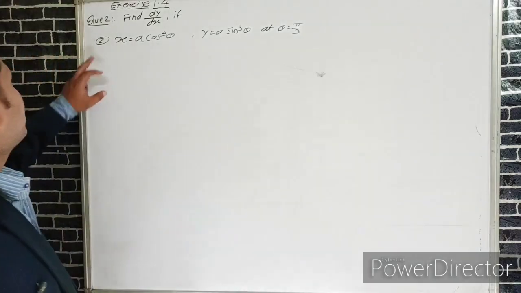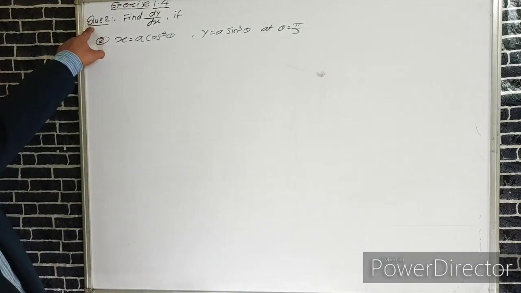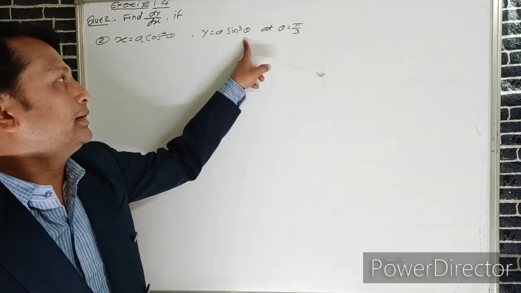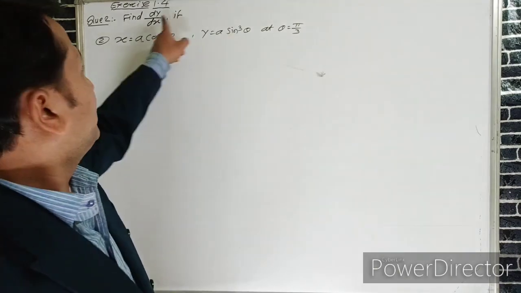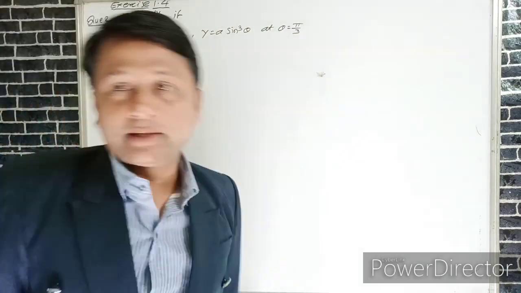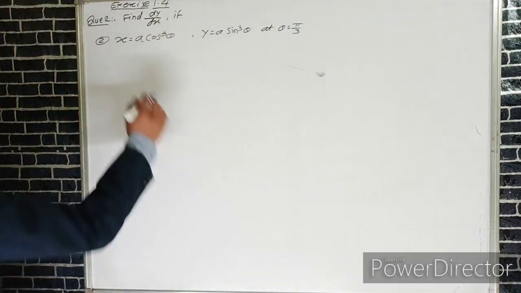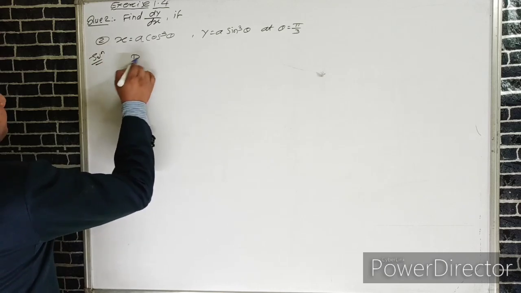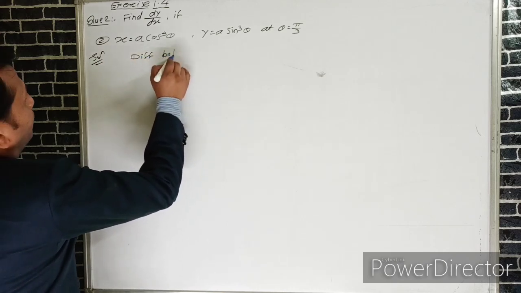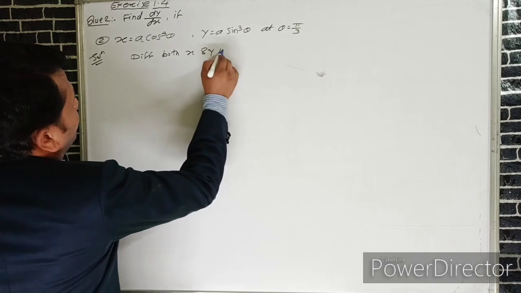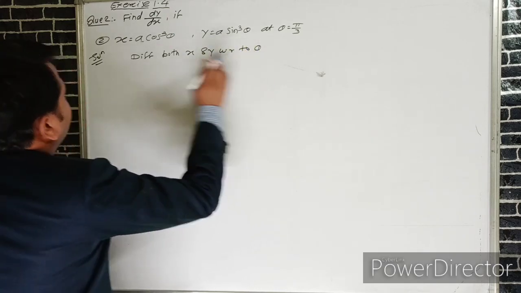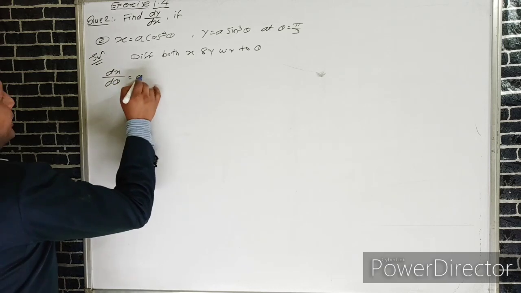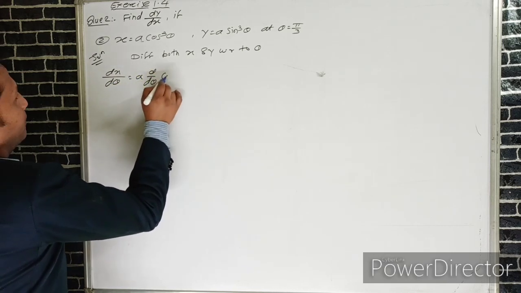Next, example number 2. In question number 2, x is equal to a cos cube theta and y is equal to a sin cube theta. We have to find the value of dy by dx at theta is equal to pi by 3. Again, similar condition, we can use the given condition. If we differentiate both x and y with respect to theta, then we can write dx upon d theta is equal to a into derivative of cos theta.